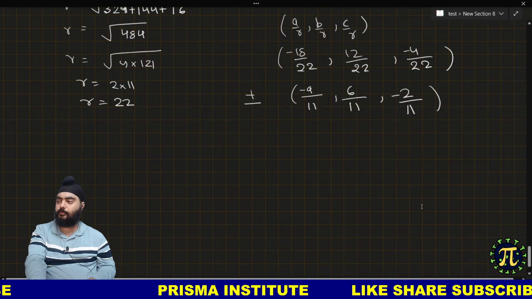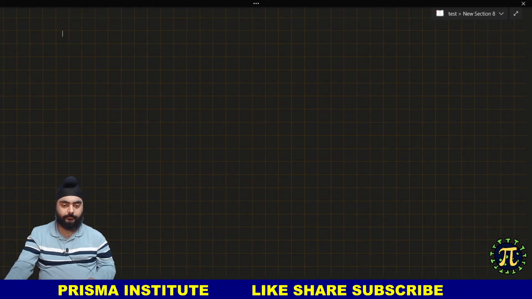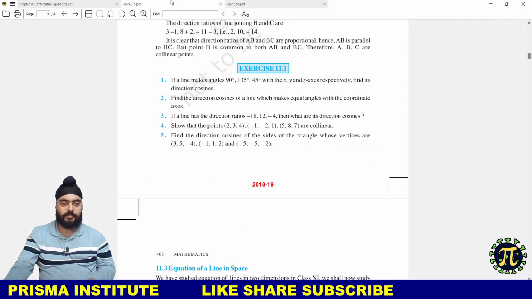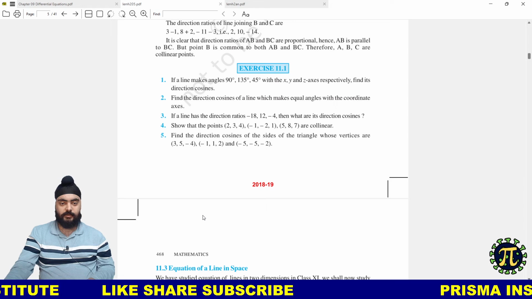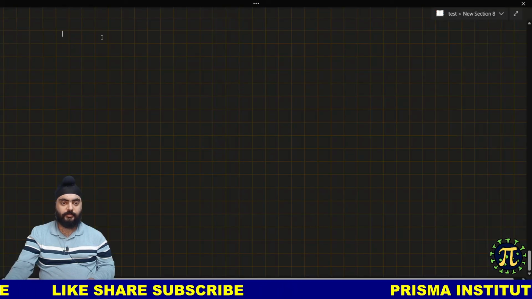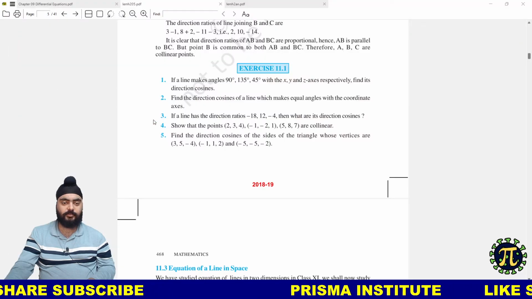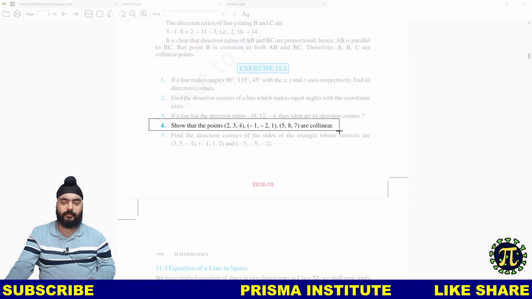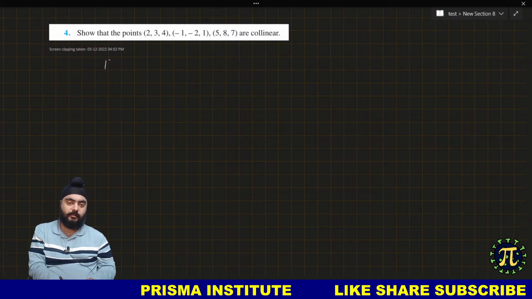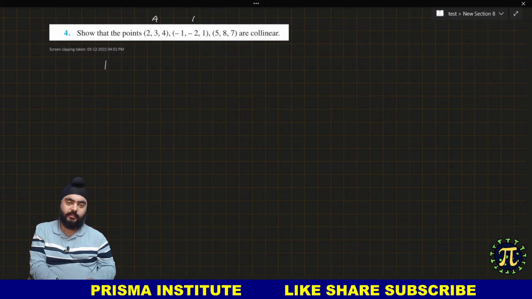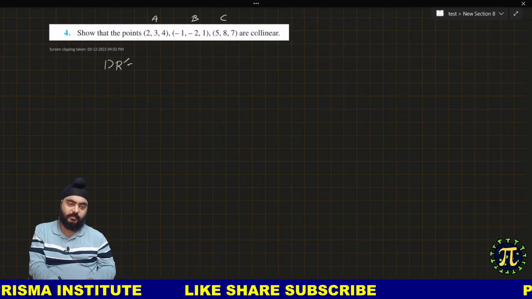So let's move to next question, which is show that these 3 points are collinear. Fourth question. So collinearity अलग अलग तरीके से कर सकते हैं इस क्वेश्चन को. So and we will do it with direction ratios this time. कि let's say I will call this point A, this to be B, this point C.